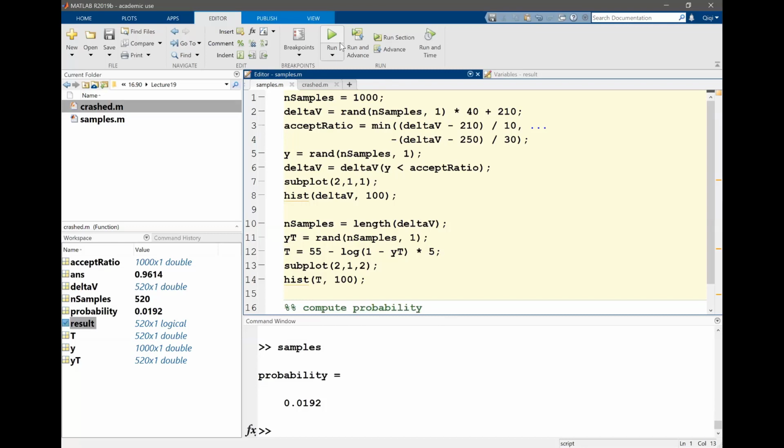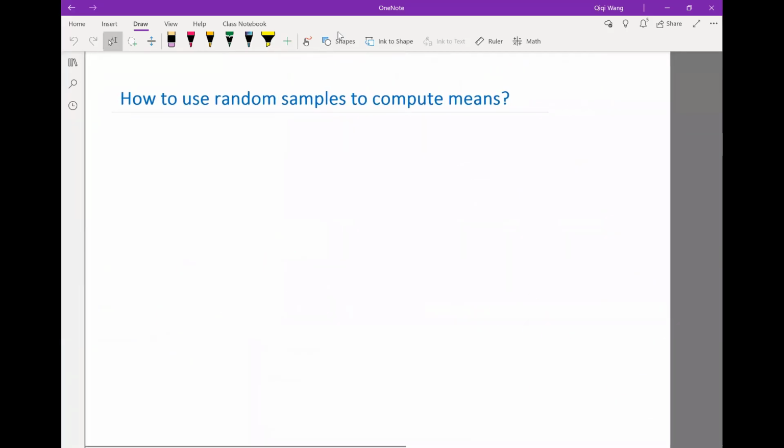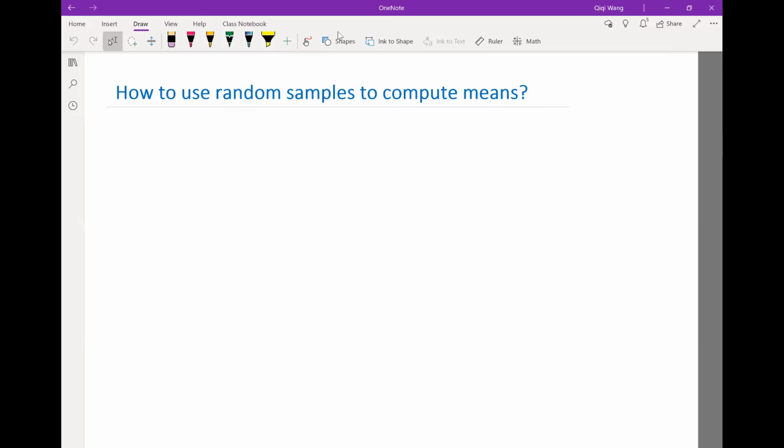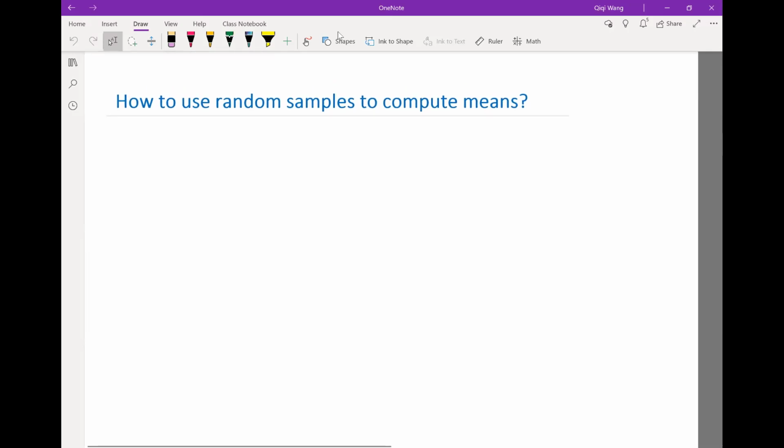But how do we quantify that? How do we quantify how much we can trust our result? That's going to be something we want to discuss, which is basically, right, how many samples should we use to compute our simulations? So before we do that, I want to introduce to you the idea that computing a probability is actually a special case of computing the mean of a random variable.